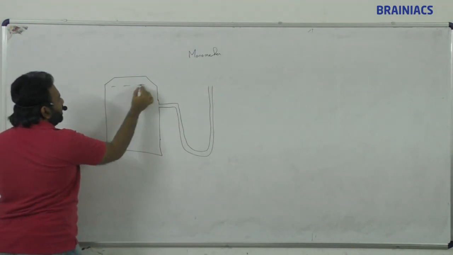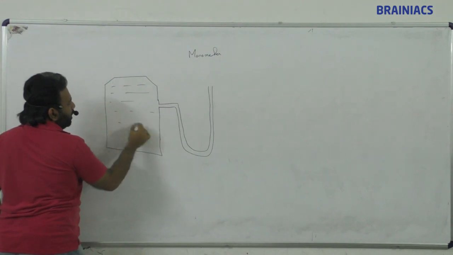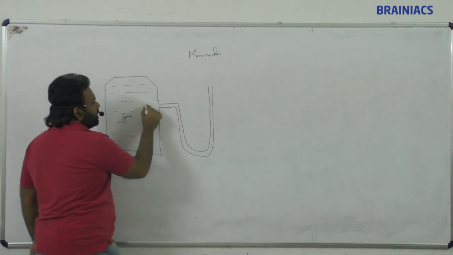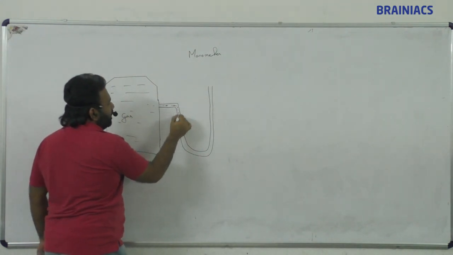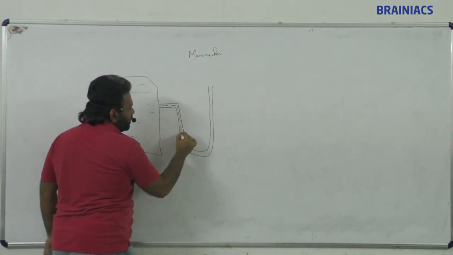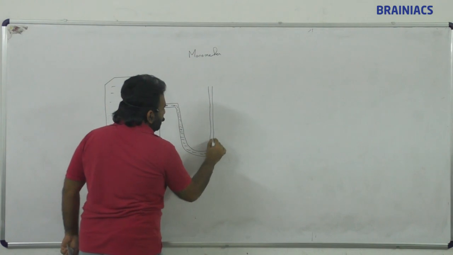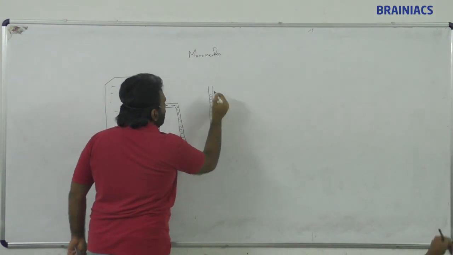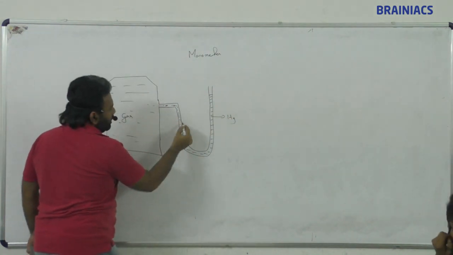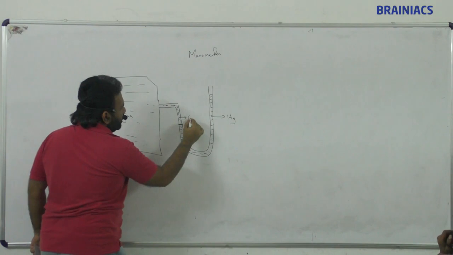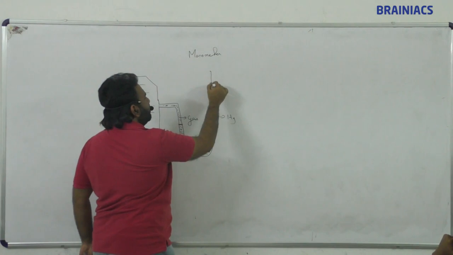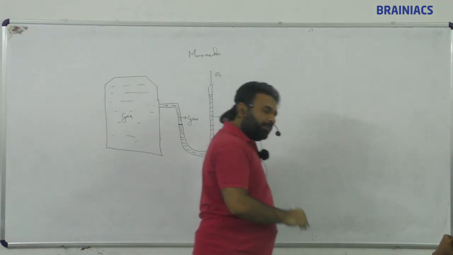So we may have something here, maybe gas, or anything, say for example gas. This gas, because of its pressure, will come like this. Now from here onwards, sometimes we will have another thing. Mostly we will be filling this with mercury. This is mercury, and till this point gas. Here this is connected, atmospheric pressure will be there.